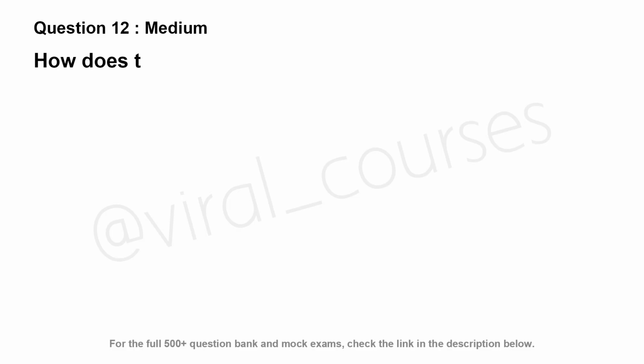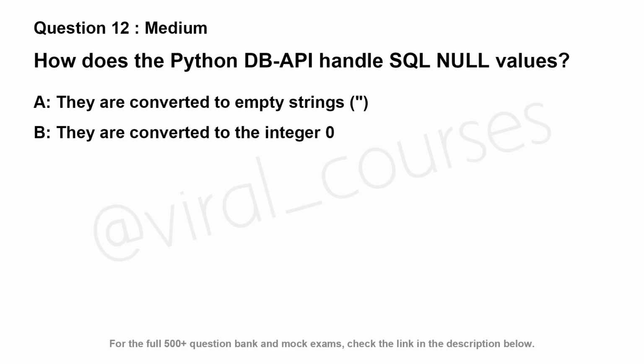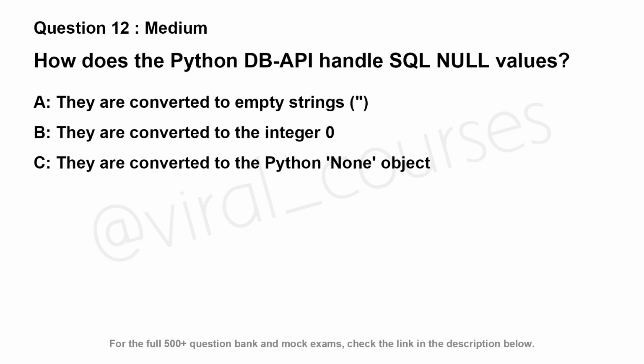How does the Python DB API handle SQL null values? Option A, they are converted to empty strings. Option B, they are converted to the integer 0. Option C, they are converted to the Python None object. Option D, they are skipped in the resulting tuple.